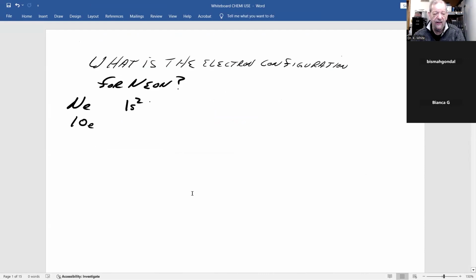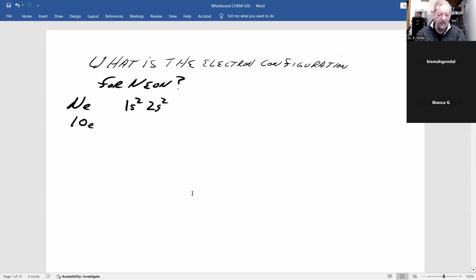So the next is shell 2 and subshell, remember, a subshell is a letter and a number, 2s. How many electrons maximum can we put in any S subshell? 2. Well, I'm going to do that. Well, that's 4, but I've got to get to 10.